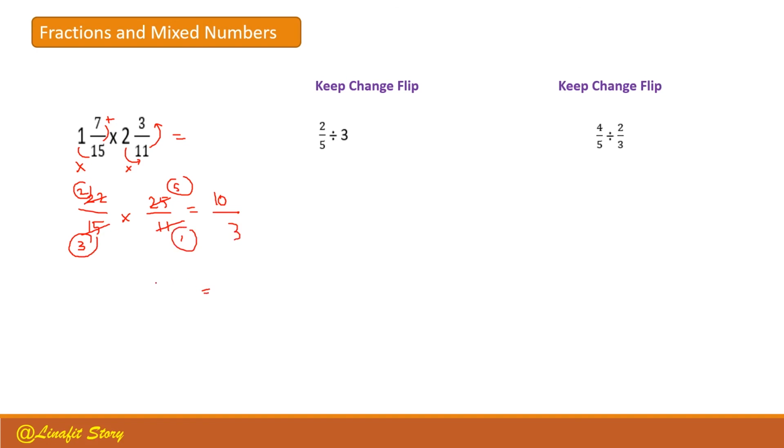You may convert it into a mixed number. So 10 divided by 3. 3 times 3 is 9. 10 minus 9, remainder 1. So the answer is 3 and 1 out of 3.